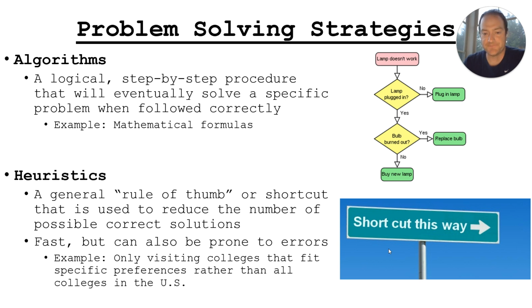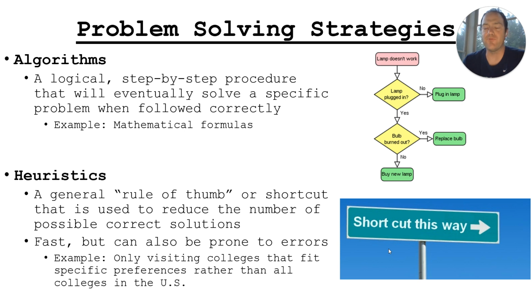And then heuristics are shortcuts in thinking. This is when you reduce the number of possible correct solutions to make it easier to arrive at a decision. It's fast. An example of a heuristic: let's say you and your group of friends are trying to figure out where to go when all this quarantine stuff is over and you're hanging out again, and you're trying to decide where to go get dinner.